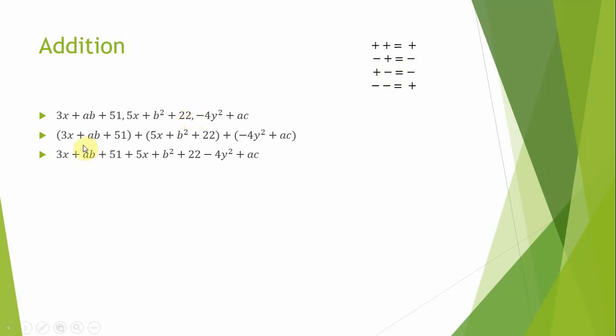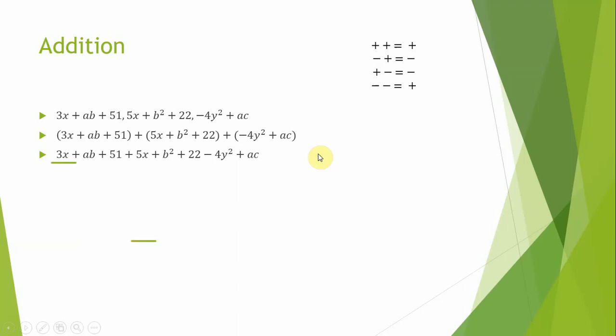Now let's look at opening up the brackets. We open up the bracket with the first expression remaining as it is, 3x plus ab plus 51. The second expression would also remain with all the signs as it is, so 5x plus b squared plus 22. And the third expression would again remain the same with all of its signs. The reason is because of the property that I mentioned a few minutes back. So a positive and a negative give you a negative, a positive and a positive give you another positive.